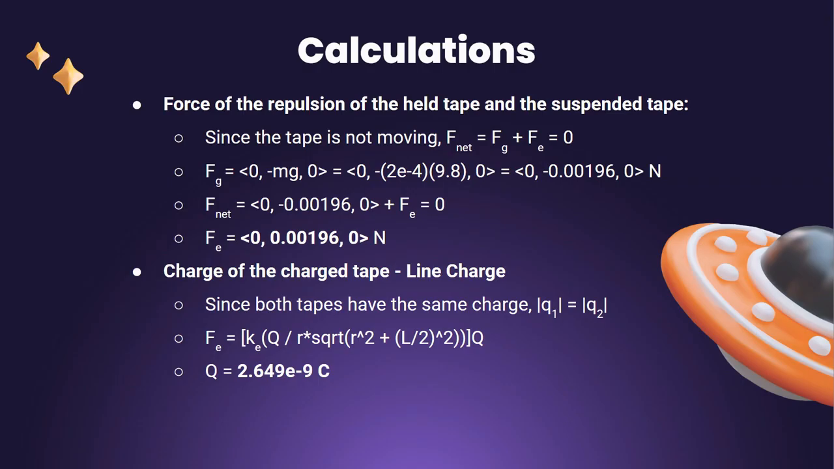Now, for calculations, we know the net force to be 0, and we know the gravitational force, so by algebra we can figure out the electric force. And then once we find that, we plug that into the equation for the electric force of a rod, and solve for Q, which we found to be 2.649 e to the negative 9.